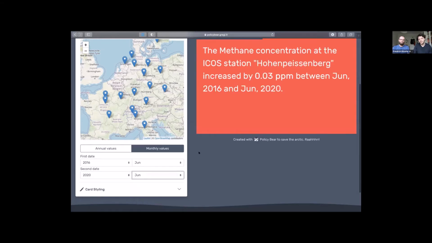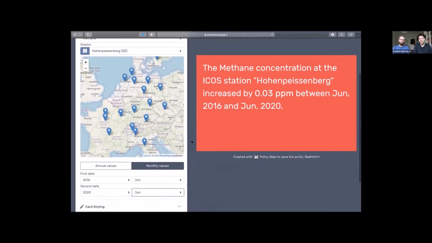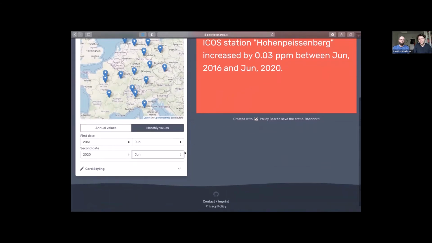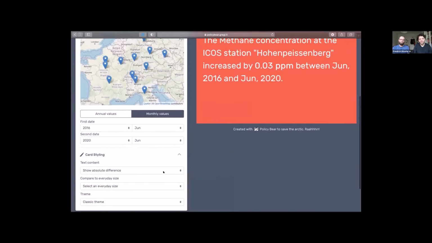And that is all you need to do, and then you get your first own card. The methane concentration at the ICO station on Peißenberg increased by 0.03 ppm between June 2016 and June 2020. And if you are happy with the data, then you can also customize the look of the card.